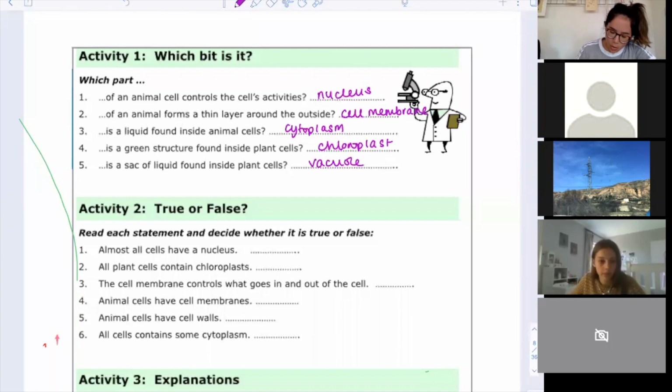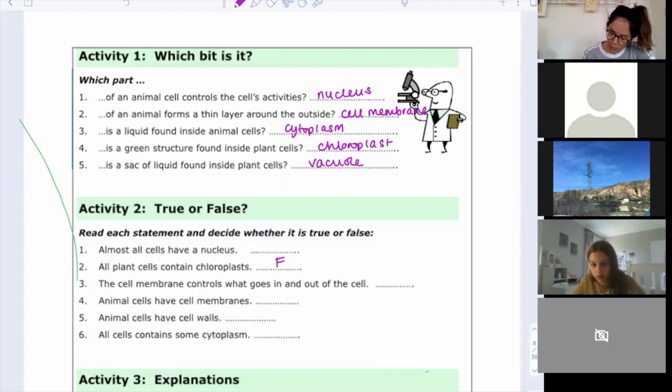Right. Do all plant cells contain chloroplasts? This is kind of a trick question. The answer here is false. The reason it's false is because plant cells found under the soil, for example the root hair cells, don't contain chloroplasts because there's absolutely no point in them containing chloroplasts because they can't trap sunlight energy because they're in the dark.